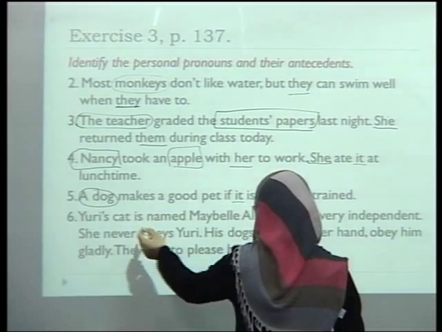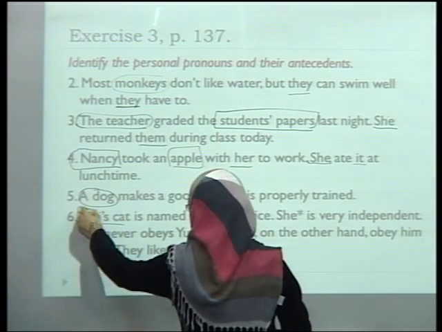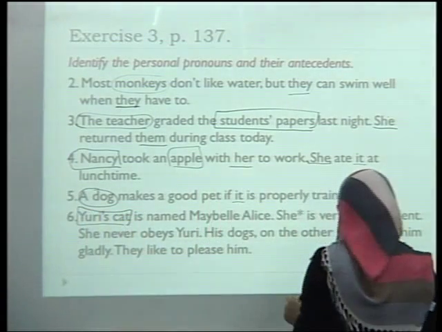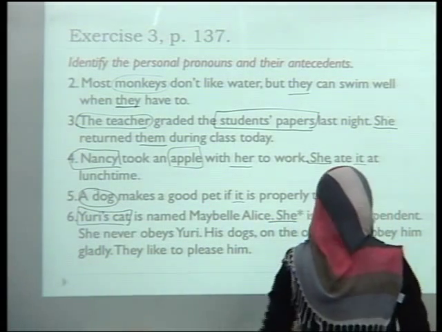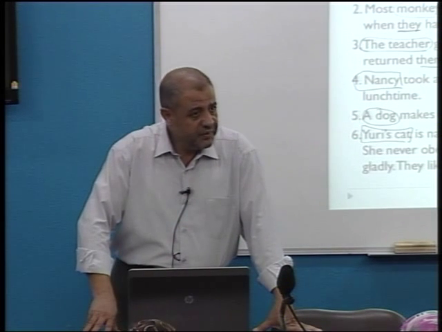Now we got Yuri's cat. Yuri's cat. This is the antecedent. Okay, good. Where is the pronoun which it refers to? She. Now you look at the cat. If the sex of the animal, male or female, is known and it is given a name, they say he or she. Okay? This is something normal.